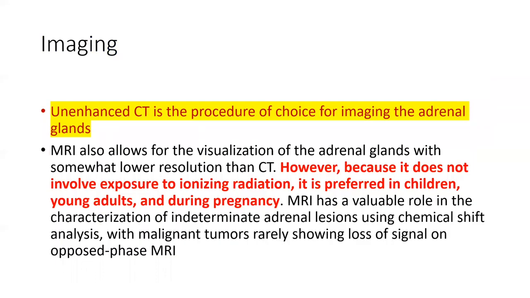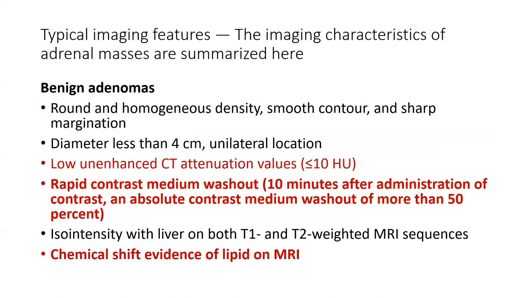So if we talk about imaging, as I mentioned, unenhanced CT is the procedure of choice for imaging of the adrenal glands. MRI, as it does not involve exposure to ionizing radiation, is preferred in children, young adults, and during pregnancy. MRI has a valuable role in characterization of intermediate adrenal lesions using chemical shift analysis, with malignant tumors rarely showing loss of signal on opposed-phase MRI.